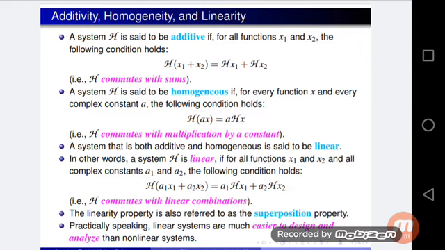Next one is additivity, homogeneity and linearity. A system H is said to be additive if for all functions x1 and x2 and x3.